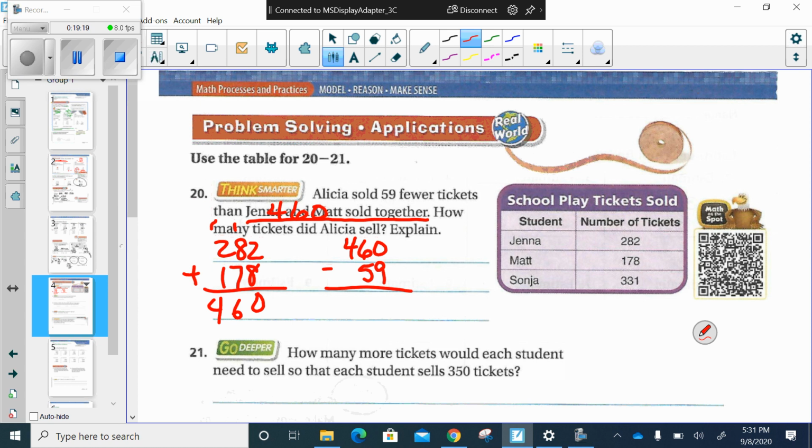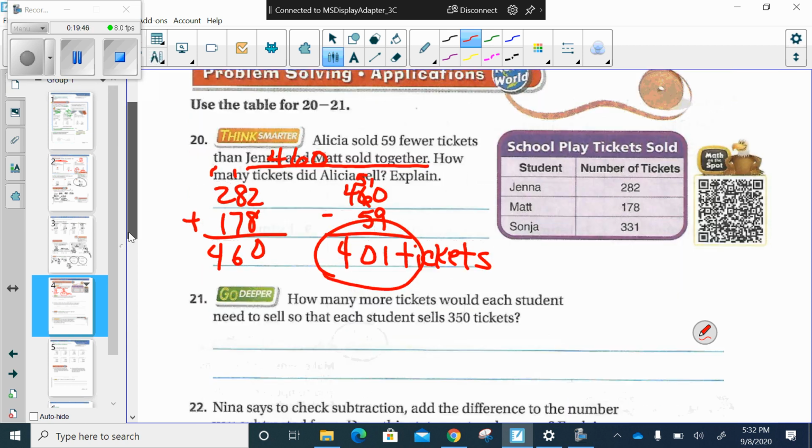But we're going to go through it. 0 minus 9, can't do it. We're going to borrow. 10 minus 9 is 1. 5 minus 5 is 0, and then 4. So Alicia sold 401 tickets. Oh, label, label, label, on your table, table, table. You will like it, like it, like it, because I said so. Okay? All right, good job.